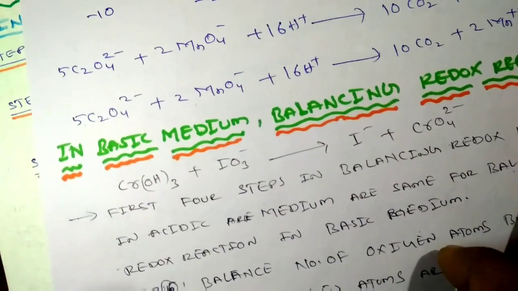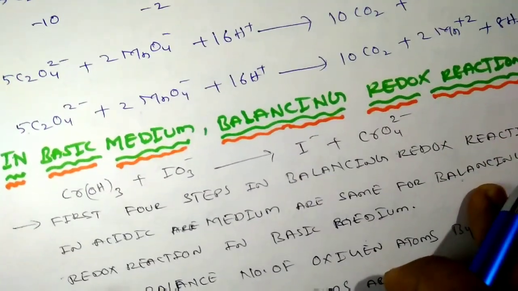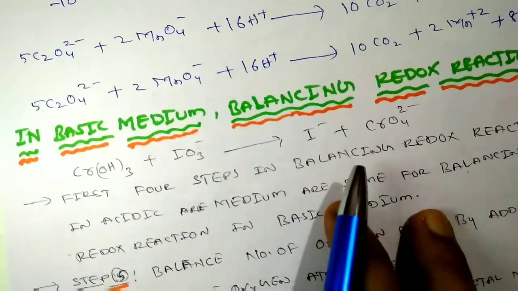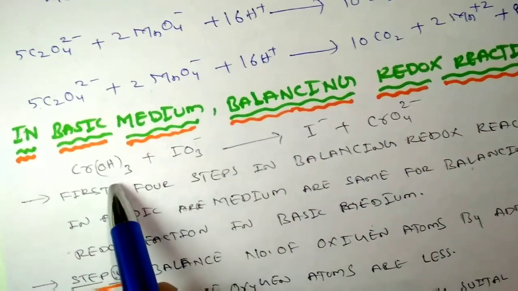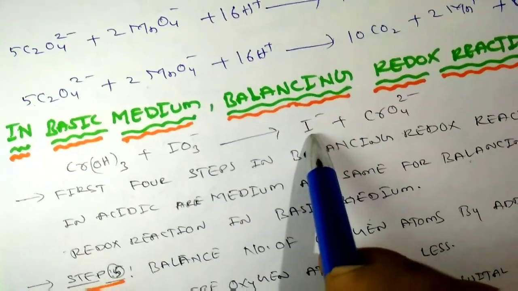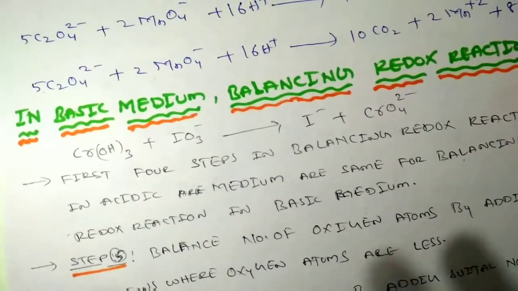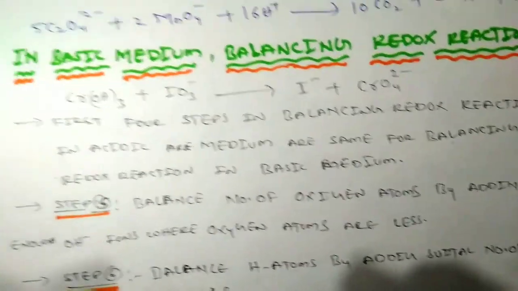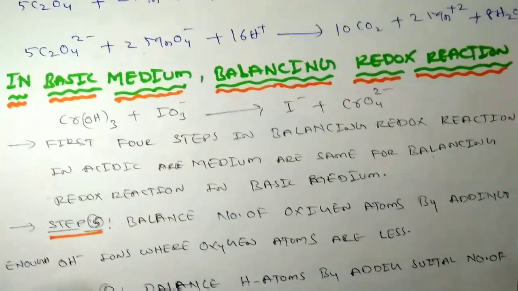Let us see how to balance a redox reaction in basic medium. Again, one example, one reaction is given. Chromium hydroxide is reacting with iodate ion, giving iodide ion plus chromate ion. There are some similarities in order to balance reactions in acidic medium and basic medium.